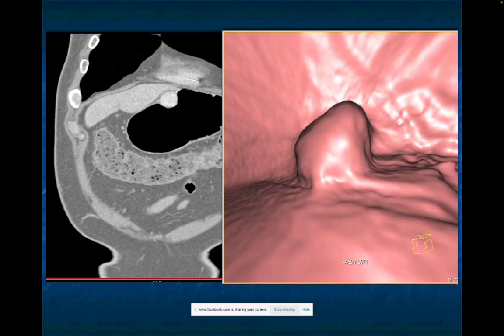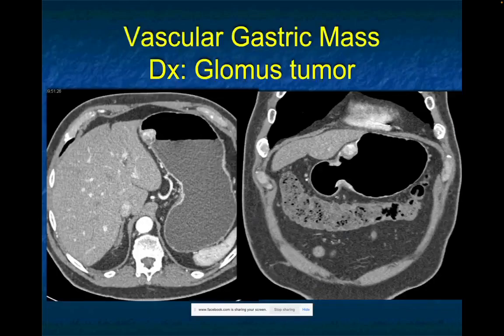One of the things you have to think about, one of the causes of submucosal lesions that are vascular, are glomus tumors. They're unusual gastric tumors. They can occur in small bowel as well. Hypervascular, submucosal, think carcinoid, think metastasis, think glomus tumor. Okay, great case.